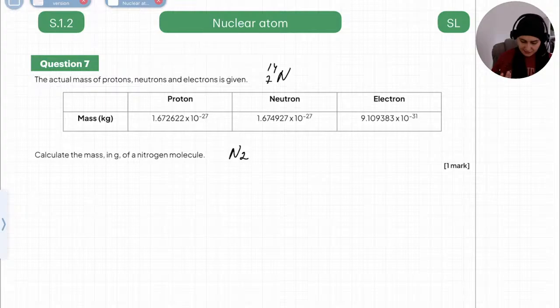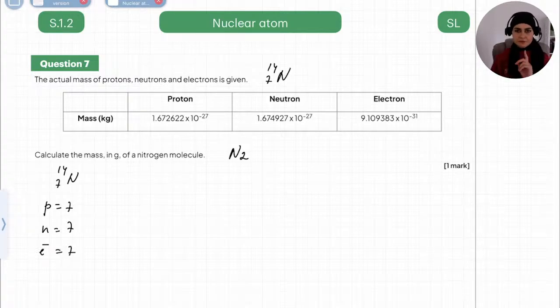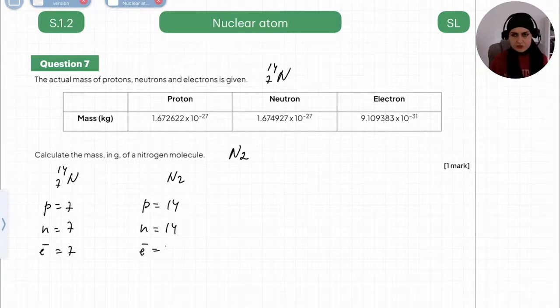If it's 1 nitrogen atom, then it would have 7 protons, 14 minus 7, so 7 neutrons, and 7 electrons, right? That's for 1 nitrogen atom. Now, if you have a nitrogen molecule, there are 2 atoms of nitrogen, which means that it has 14 protons, 14 neutrons, and 14 electrons. Everything is doubled. So a nitrogen molecule has 14 protons, 14 neutrons, and 14 electrons.